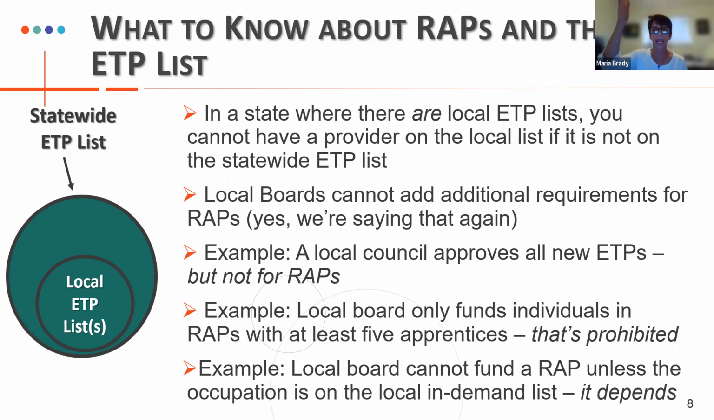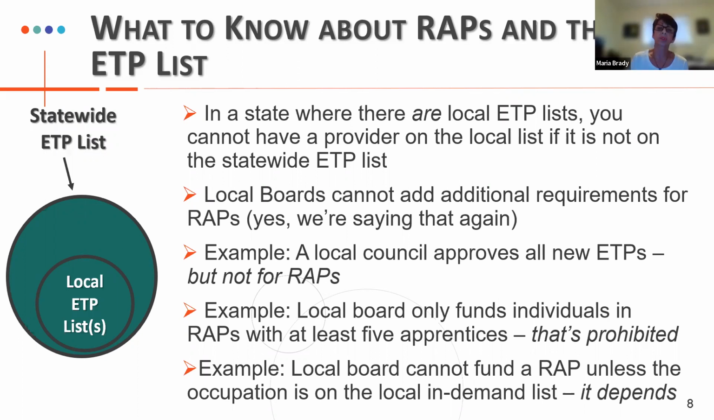There is no gate that they have to pass. They are automatically eligible. No performance requirements, no reporting requirements. They don't go before a council. The next example, the local board only funds individuals in registered apprenticeship programs with at least 5 apprentices.